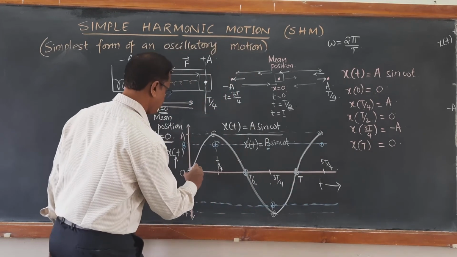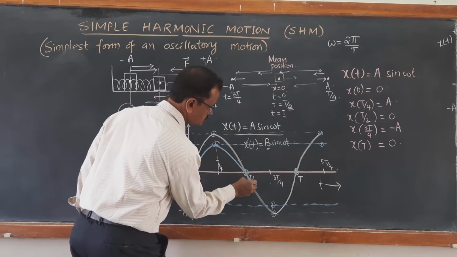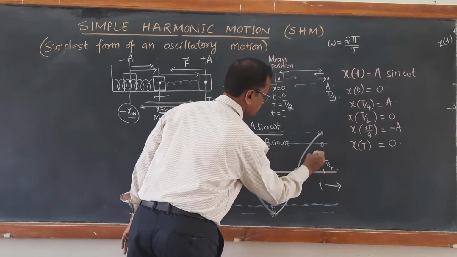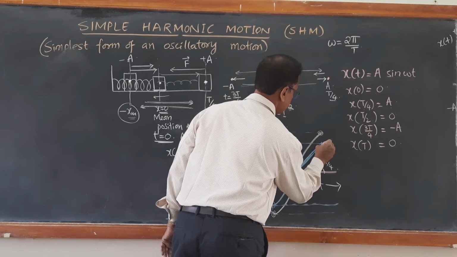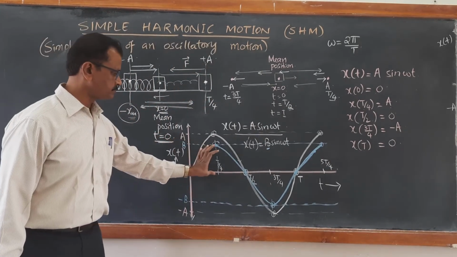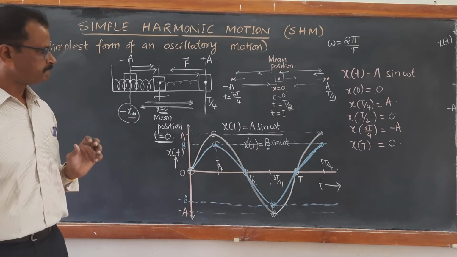So if you draw the graph, it looks like this. This is a simple harmonic motion with smaller amplitude. Amplitude B is smaller than amplitude A. This is the meaning of amplitude.